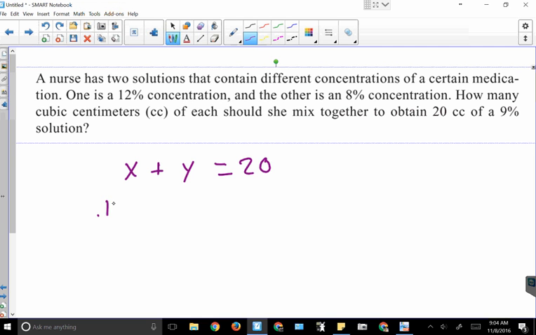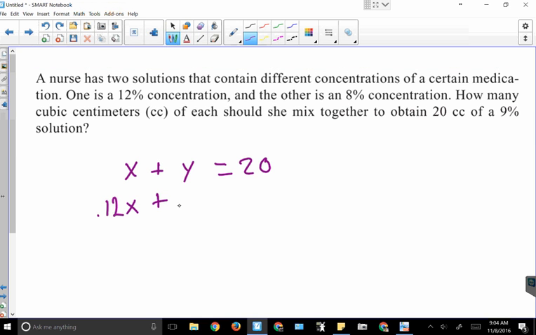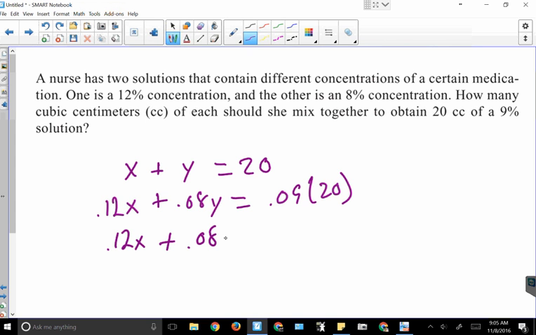Great. How much of the first one do I have? I've got 0.12x, correct? Plus, how much of the second one? 0.08y. And what's that supposed to be equal to? 0.09 of what? 20. Now this equation obviously can get simplified down to 0.12x plus 0.08y is going to be equal to, is it 18? Let's take 20 times 0.09. I can't do math this early anymore.